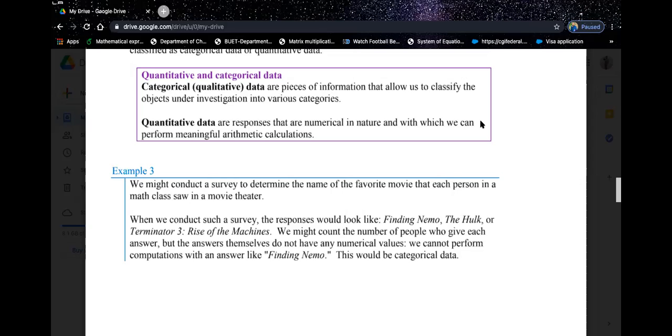You can't really operate anything. You can't really calculate anything from it, right? You may calculate that we have two Avengers Endgame, but it doesn't really make any sense. We can't really derive anything out of it. So we say this is qualitative data. It is qualitative data. Why? There is no meaningful arithmetic calculation here. And you can clearly see that, right?